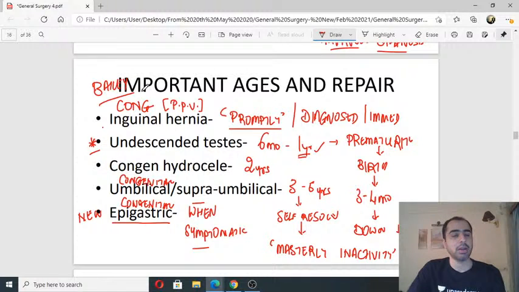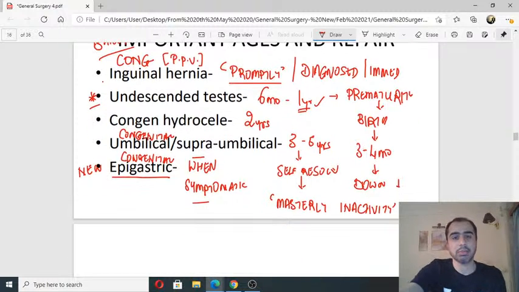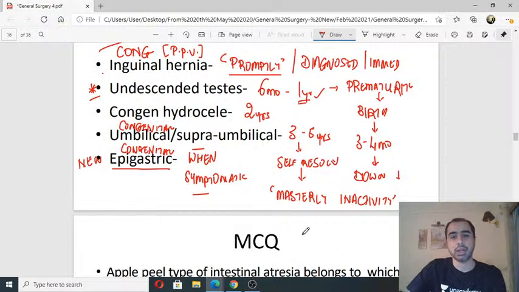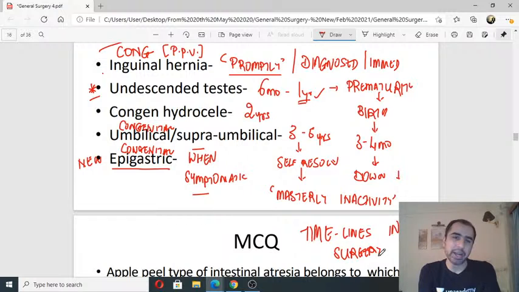I have taken a class on timelines in surgery. It's a free class, please go through it. It's called timelines in surgery. It's a very good class. You can get it on my profile. In it, which pediatric diseases present at which age and need to be treated, almost all of them are discussed.